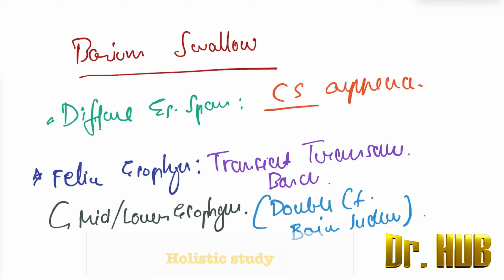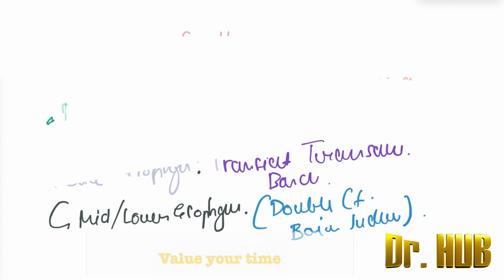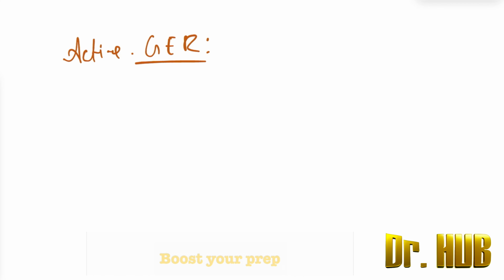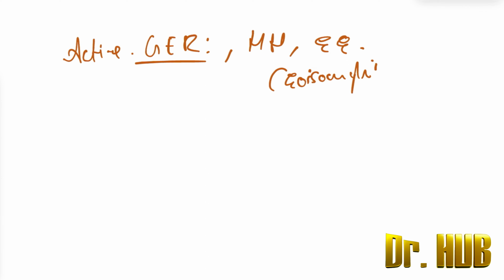So the feline esophagus, where is it seen? It is seen in case of active gastroesophageal reflux, that is GER, and also the hiatus hernia, as well as the eosinophilic esophagitis.